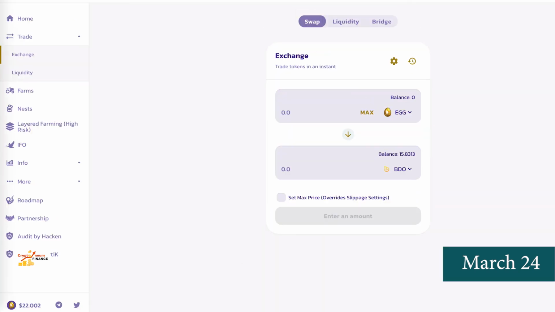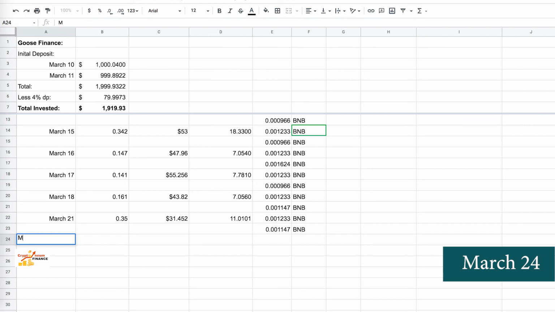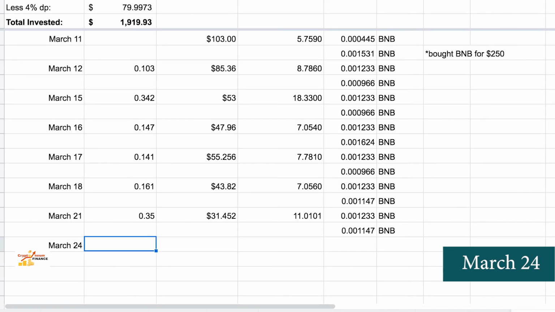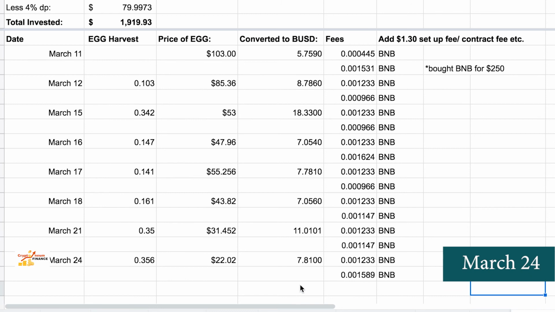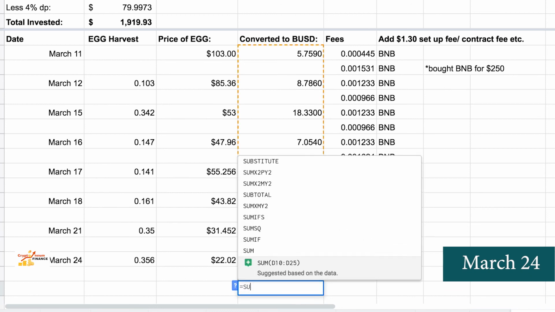Okay, so once that is done, let's go ahead and update our Google Sheets. Today is March 24. Okay, so now I want to do some computations for you. This is the date. It's been around 2 weeks already since we started, and the price of egg has dropped from 103 all the way to 22. And this is how much BUSD, or Binance US dollar, that we have been able to get back so far. So let's go ahead and add up that total.